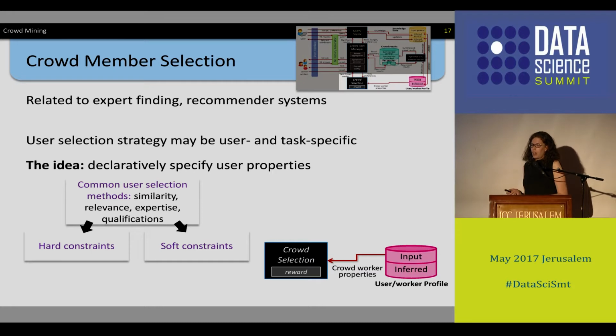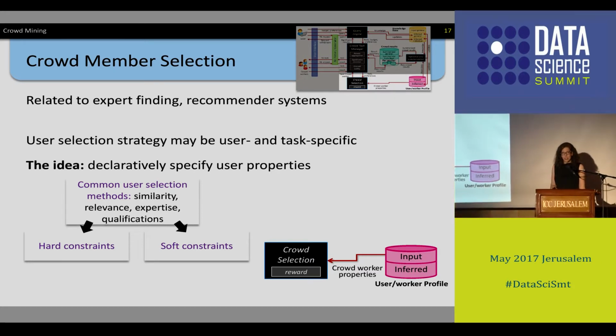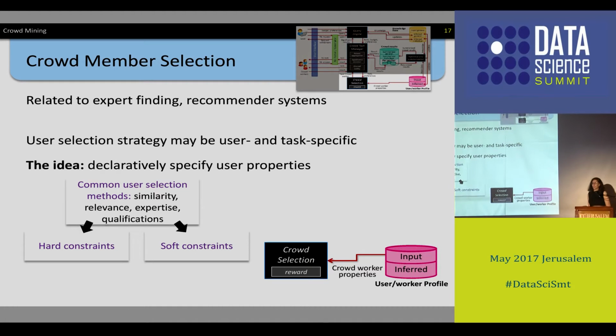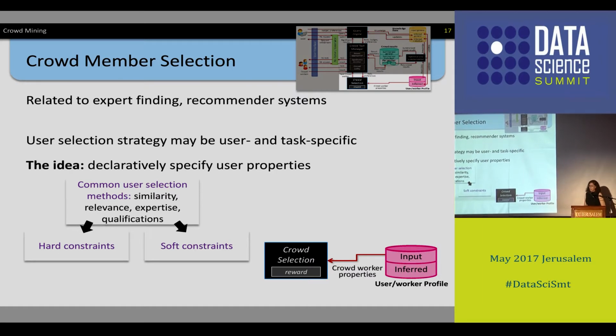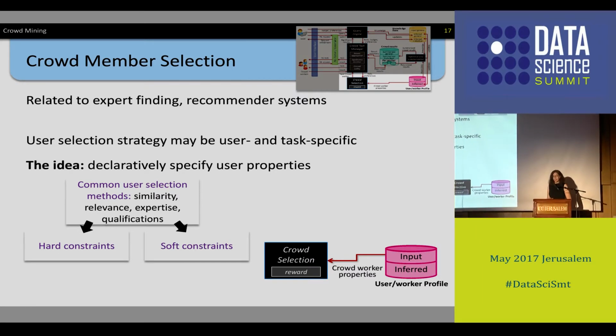Okay, now, once we've determined the tasks that we want to evaluate, we're also going to select the users that we want to perform these tasks. So this is a more recent work that we did.